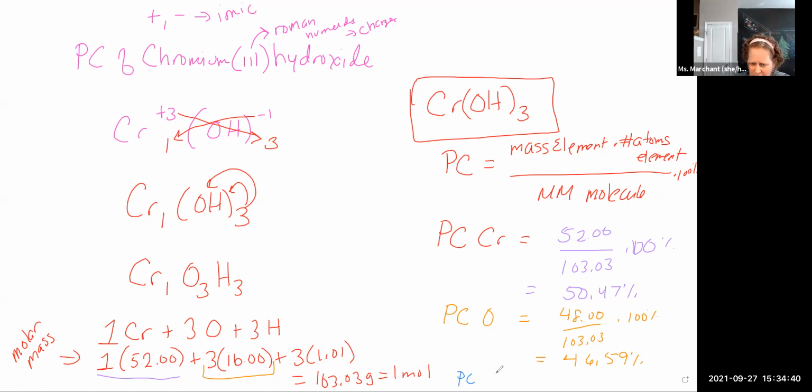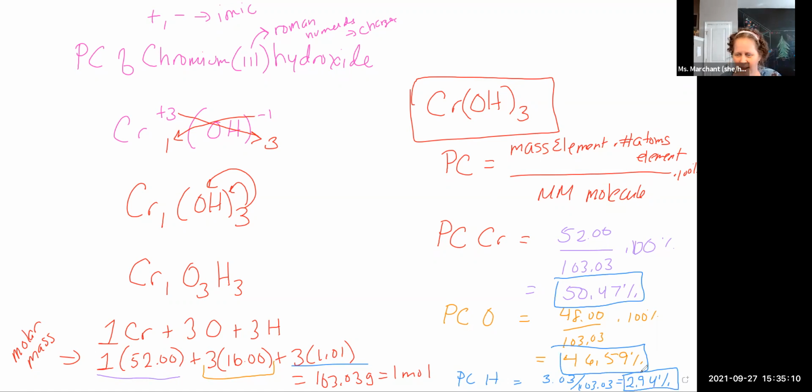Percent composition of hydrogen. 3.03 goes in the numerator. Molar mass of the whole thing goes in the denominator. Times 100%. 3.03 divided by 103.03 times 100. 2.94%. Now, when you add up 50.47 plus 46.59 plus 2.94, it might not exactly get you to 100%, but as long as you're close, that is perfectly fine for percent compositions.